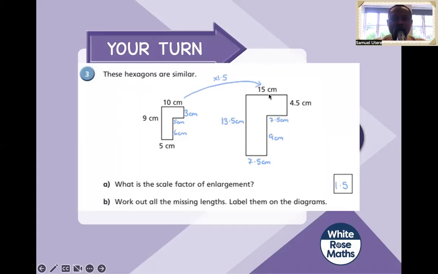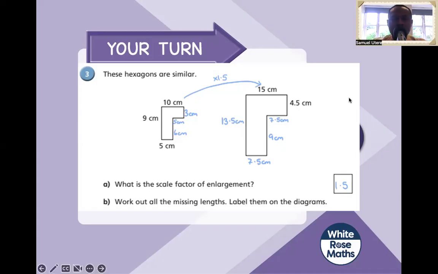Remember how we work it out? You could have done 15 divided by 10 to find out that the multiplicative relationship is 1.5. Now, to get the length of the corresponding sides, we could multiply 9 by 1.5 and then 5 by 1.5.